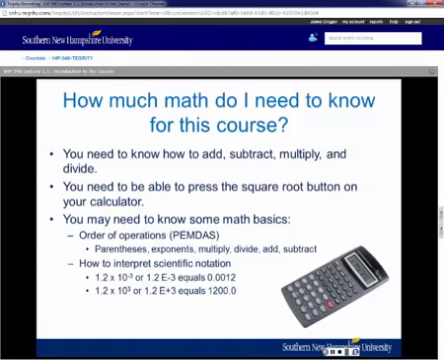Some frequent questions that I get: how much math do I need to know for this course? Well, you need to know the basics. Add, subtract, multiply, divide. You need to be able to use the square root button on your calculator. You need to be able to square numbers. You may need to know order of operations as well. Also, you may need to know scientific notation because some articles that we will look at may present numbers in the format of scientific notation. So I would review some of the basic math skills that you might need for this course.